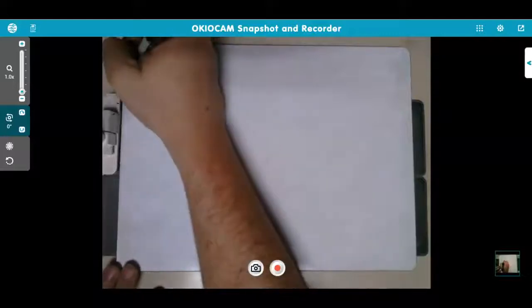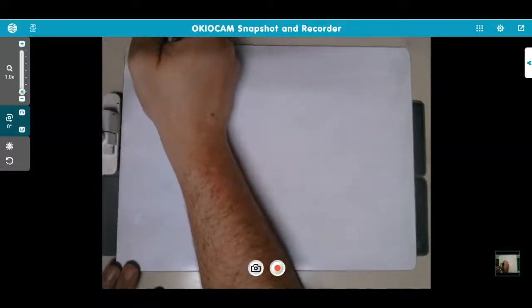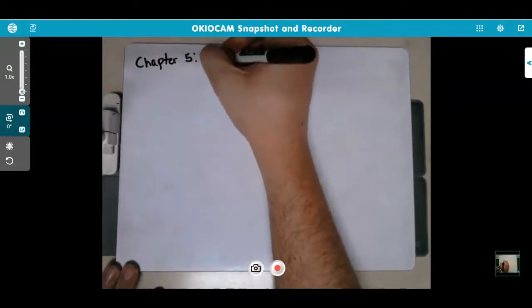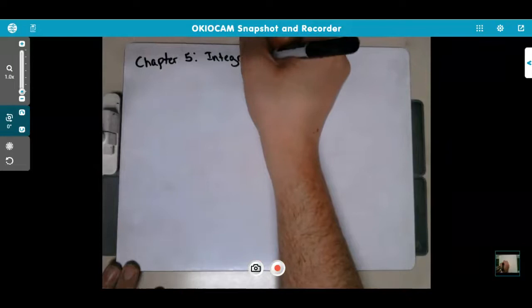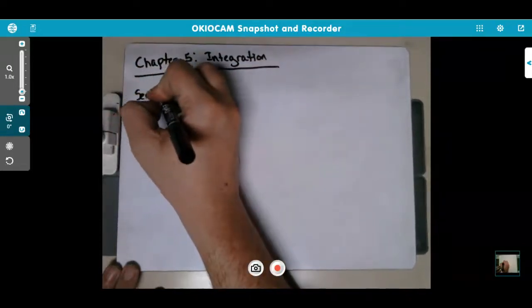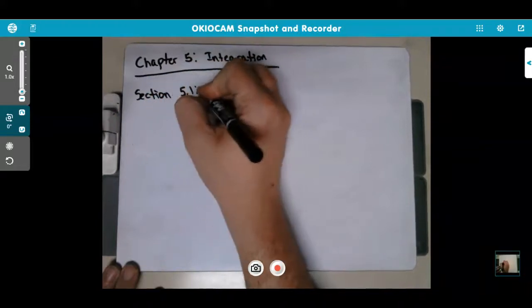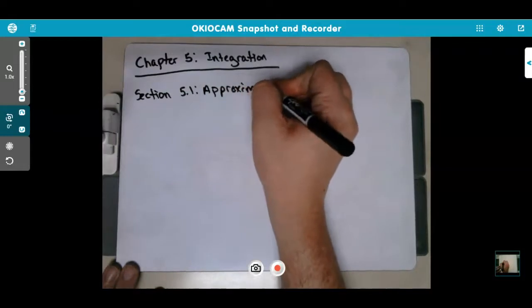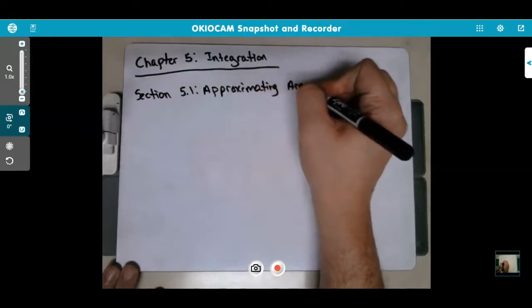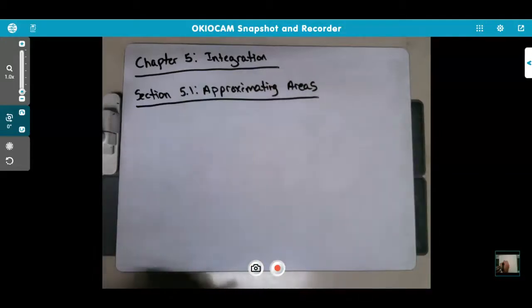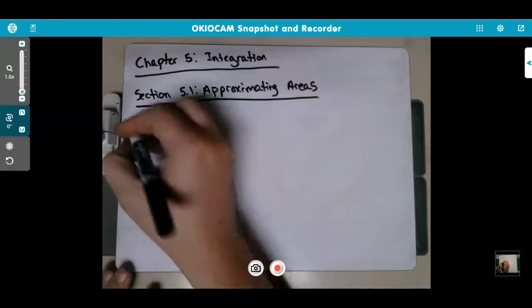Alright guys, we can now move on to Chapter 5, which is going to be the last chapter we're going to discuss in this class. And Chapter 5 talks about integration. We're starting, of course, with Section 5.1, in which we're going to be talking about approximating areas. Now, before we do that, what we need to start with is a certain kind of notation we use a lot throughout all math, and that is sigma notation.